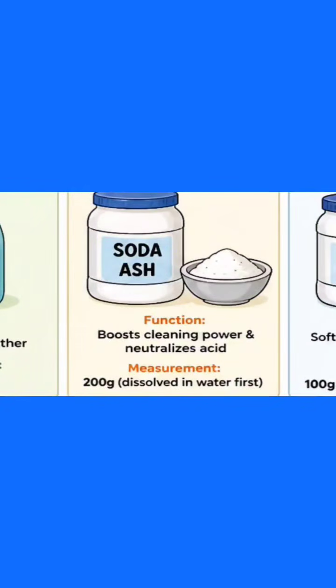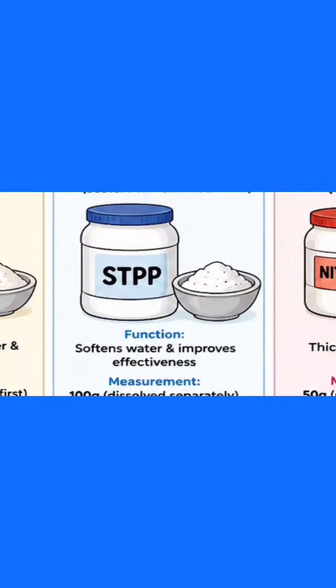The next is the soda ash. The soda ash boosts cleaning power and neutralizes acid. For the acid recipes in this production, the soda ash will help us neutralize it, and we are going to use 200 grams dissolved in water first. So that one, we'll get to that later.